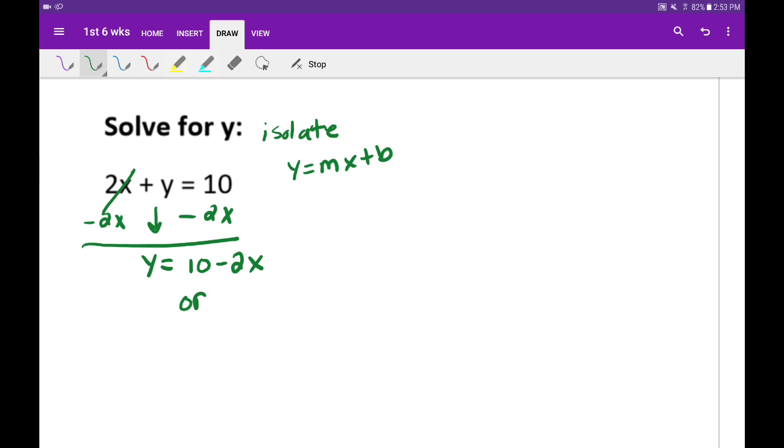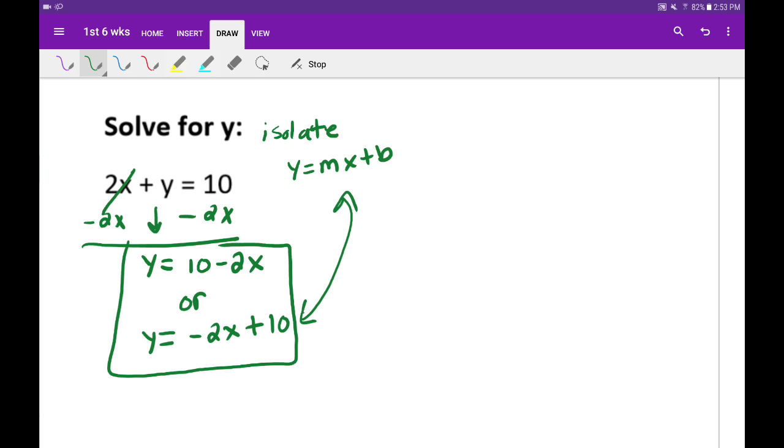Or we can use the associative property, and we could put the negative 2x in front and the 10 in the back. So like I said, sometimes we want to fit a certain formula like our slope-intercept form, okay, for graphing purposes. But either one of these is fine, and that's our answer.